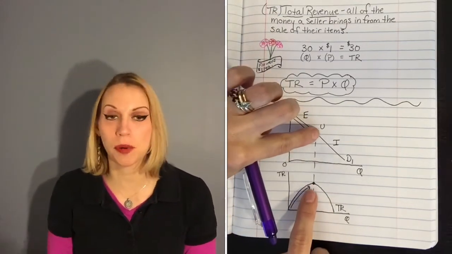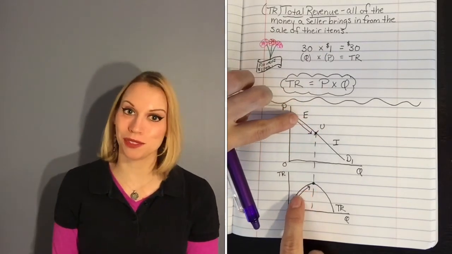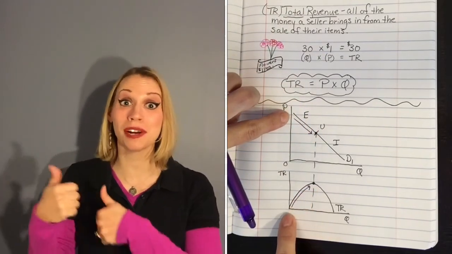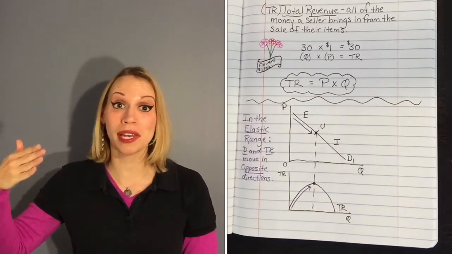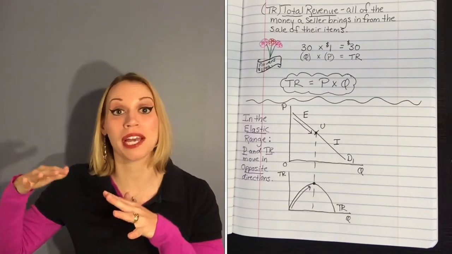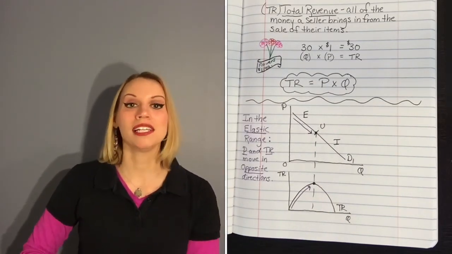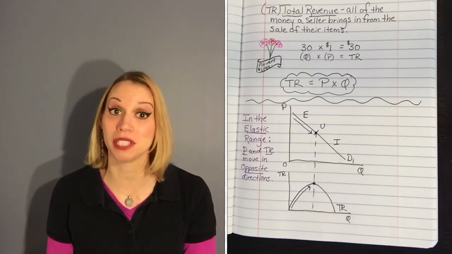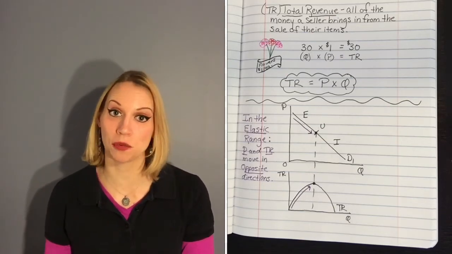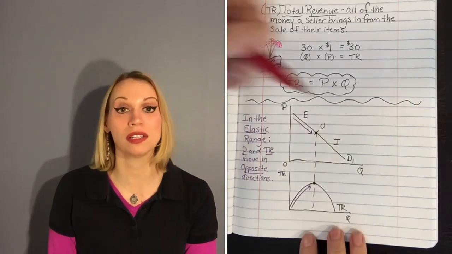If you were to raise your price in the elastic range, well, customers are going to have a strong reaction to that price hike. And even though your price is going up, your customers are buying a lot less. And so that's going to make your total revenue go down. So price and total revenue move in opposite directions on the elastic range.